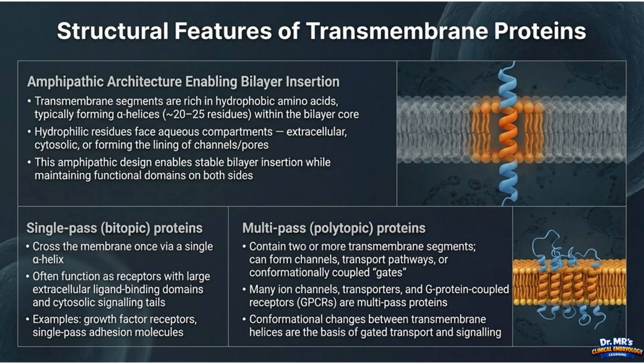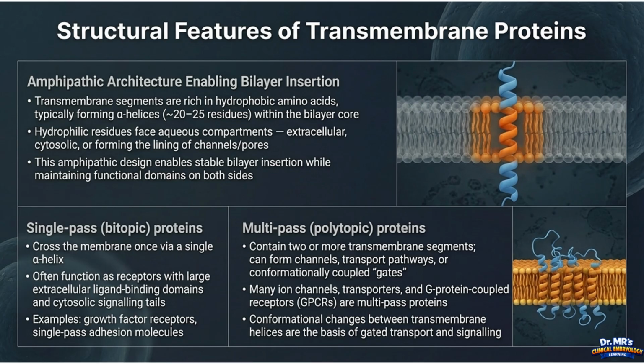Single-pass, or bitopic, proteins cross the membrane exactly once via one such helix. These proteins are common among cell surface receptors. Think of a receptor with a large ligand-binding domain projecting into the extracellular space, a single alpha helical transmembrane segment threading through the bilayer, and a cytoplasmic tail that interacts with signaling molecules inside the cell. Growth factor receptors and many adhesion molecules follow this basic blueprint. Single-pass architecture is clean and direct. One signal comes in on the outside. One response goes out on the inside.